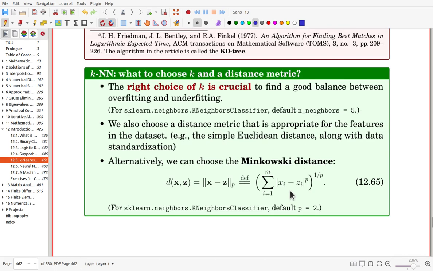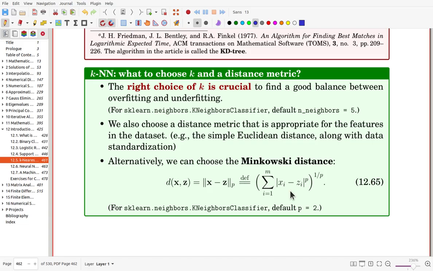And for the method, the right choice of k is crucial in many cases to get a really good balance between overfitting and underfitting. In scikit-learn, I believe the default number of neighbors k is 5, and you can choose a larger or smaller number. In my experience, about 7 for well-known data sets works quite well. 5 is also working well.